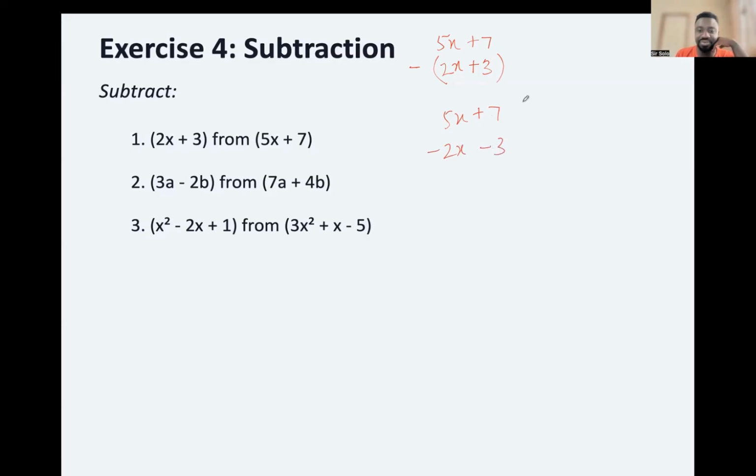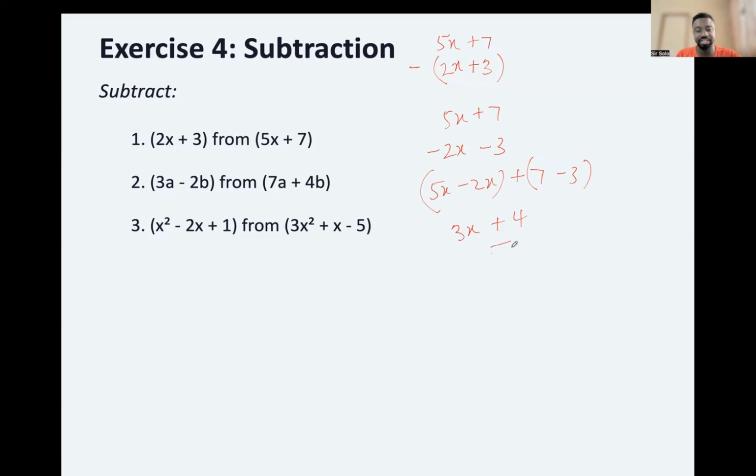Then we group our like terms, right? So we have 5x minus 2x in brackets plus 7 minus 3. So 5x minus 2x, 5 minus 2, 3. You have 3x. Then 7 minus 3, you have 4. So the answer will give us what? 3x plus 4. Good.